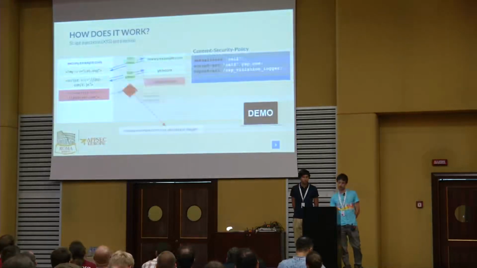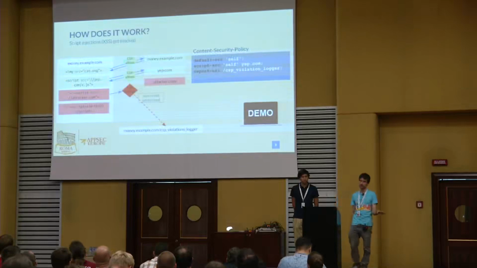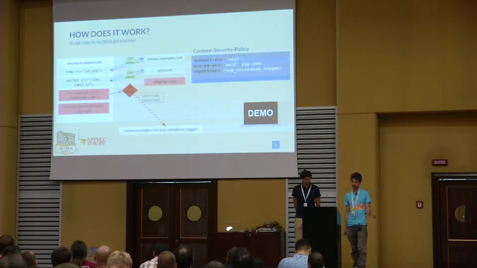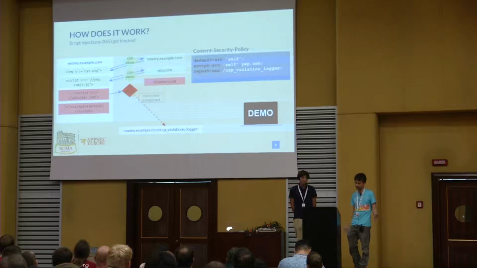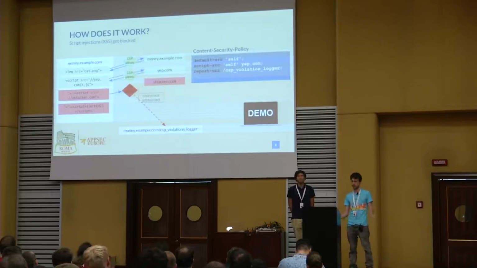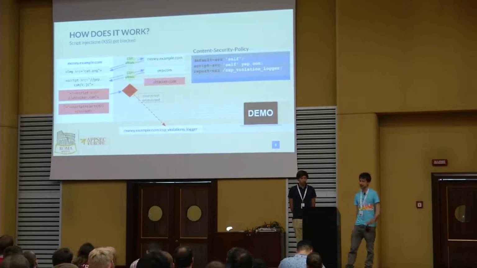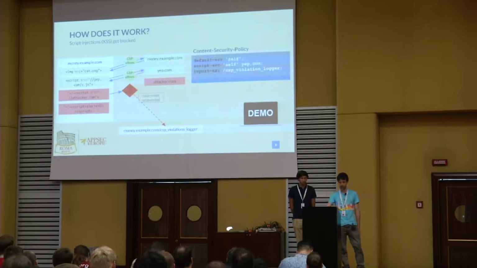But what happens if an attacker injects some markup, such as this one, the usual getting out of the tag, and then script SRC is sourced from his evil domain, attacker.com. That's blocked because attacker.com is a source which is not whitelisted in script SRC, and it sends a report to the CSP violation logger, which is the report URI.